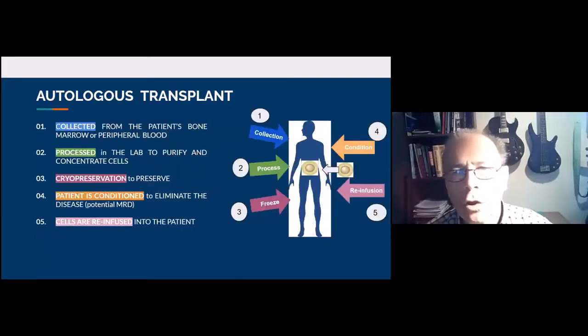The autologous transplant process includes collection from the patient's bone marrow or peripheral blood, processing in the lab to purify and concentrate the stem cells, and cryopreservation to preserve them. After that, the patient is conditioned to eliminate the disease, in the case of potential minimal residual disease, and the cells are infused into the patient at the moment of the transplant.